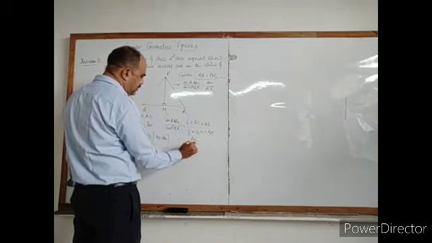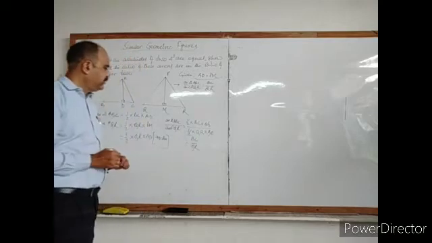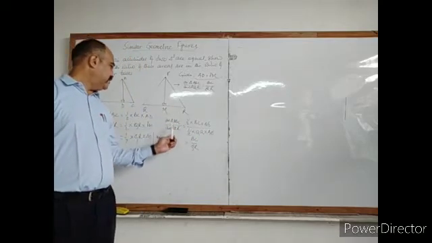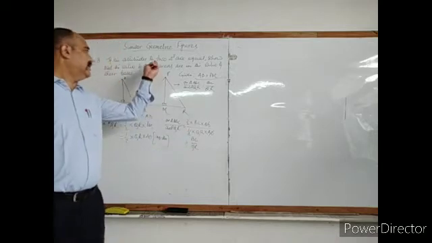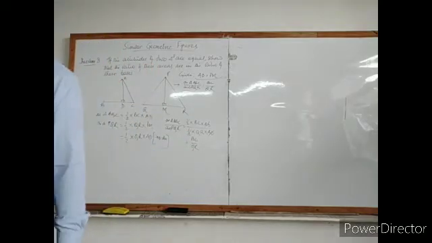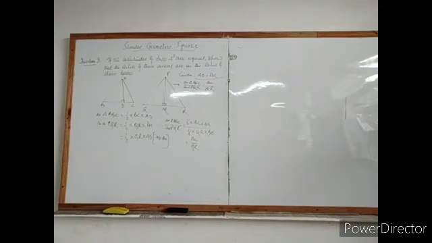Now what are we getting? That is area of ABC by area of PQR is equal to BC by QR. This is what we were asked to find: that the areas of the two triangles are in the ratio of their bases. Understood? Okay, this is about theorem 3.